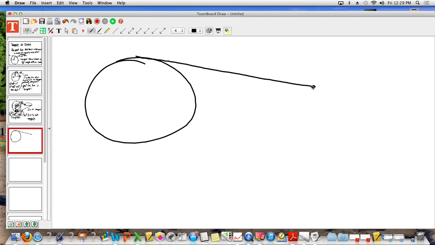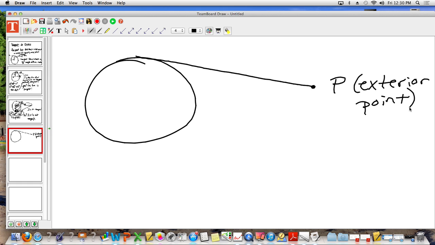Draw yourself a point right out here. Label it P. And that point right there is what we call an exterior point. Why is it called an exterior point? Because it's outside of the circle? Well, because it is exterior. It is outside of the circle, so it's an exterior point.